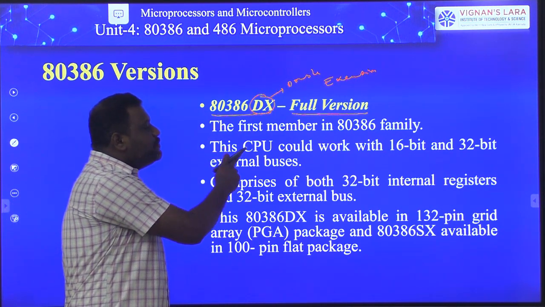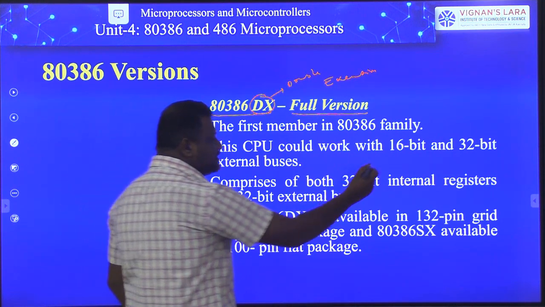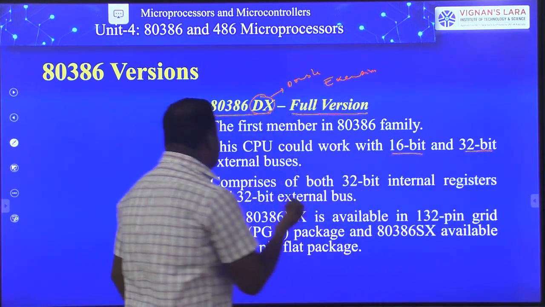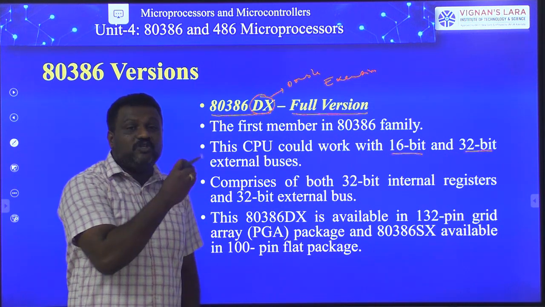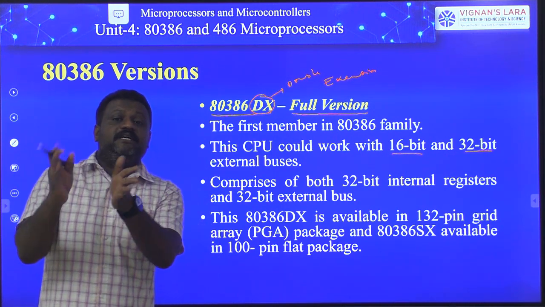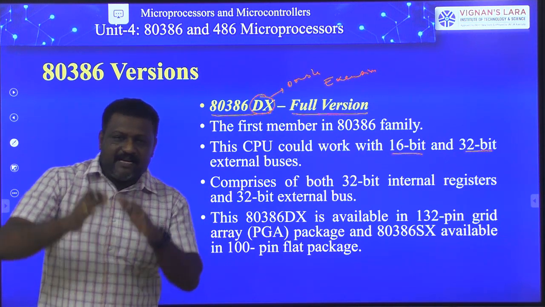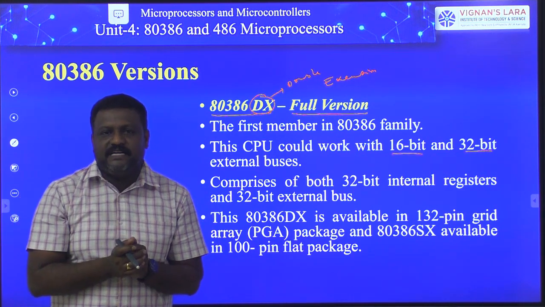Next, this CPU could work with 16-bit as well as 32-bit external buses. That means this 80386 has a maximum of 32 data lines, and sometimes we have to use 16 data lines also.